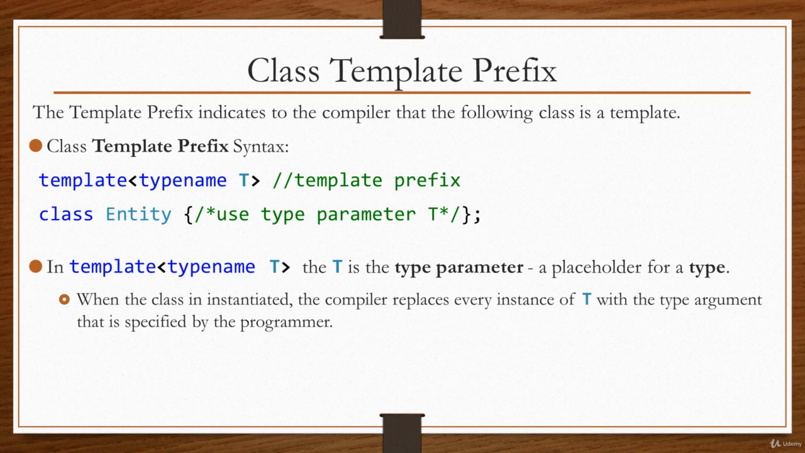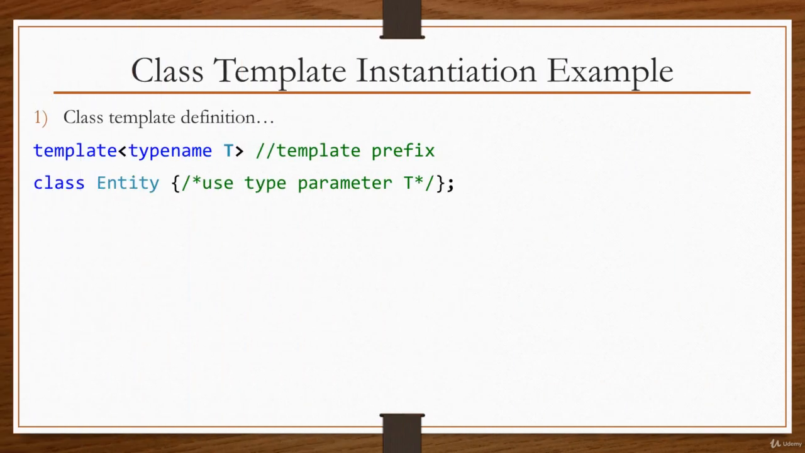As with the function template, you are going to use the template keyword, the angle brackets, typename or class, and then you specify a type parameter. In this example, we will use T for the type parameter, and that again is a placeholder for an actual type. You follow the template prefix by the class, so we have class Entity in this example, and then you can use that type parameter T as a placeholder for your member types or your formal parameter types.